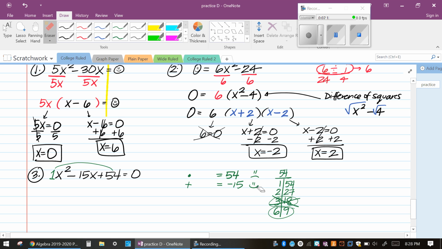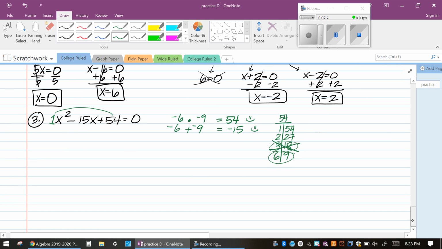So let's try 6 and 9. If I use 6 and 9, for the addition, they'd both have to be negative. So that would work. That would give me negative 15, and negative 6 times negative 9 would give me positive 54. Now I can use a shortcut since my leading coefficient was 1. So this factors to x minus 6 and x minus 9. Those are the two numbers that multiply to 54 and add to negative 15.